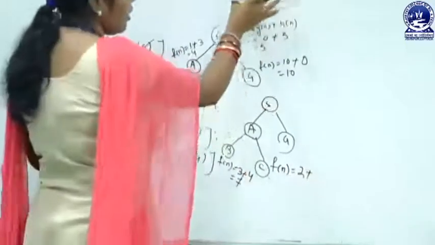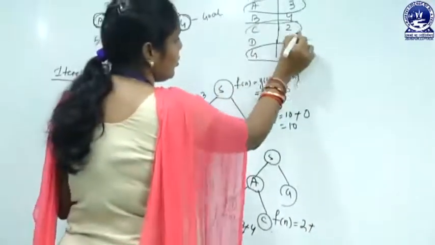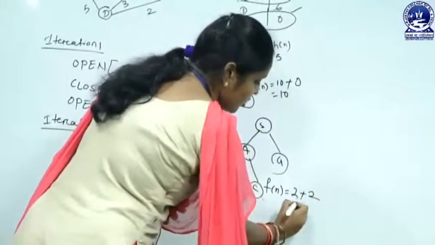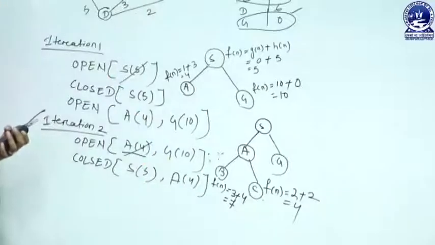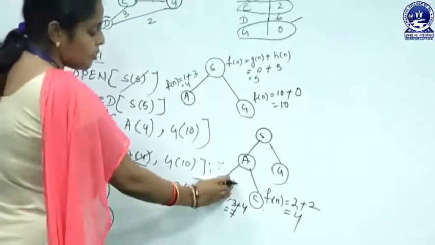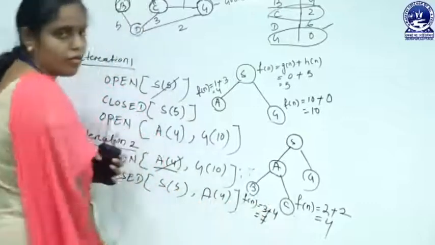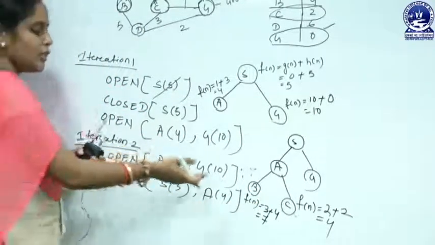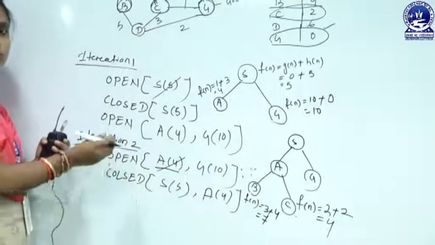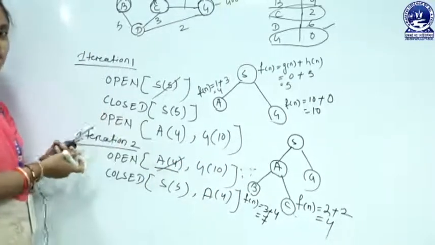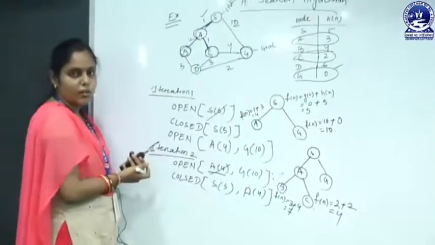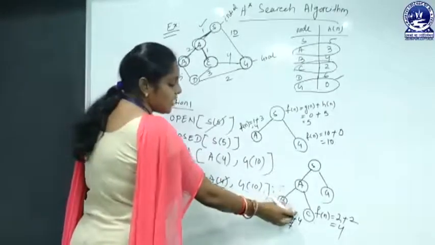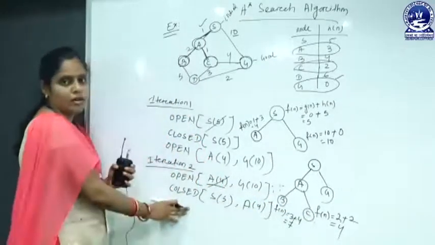Then you take the Hn value. Here 2 is the Hn value for node C, that is equal to 2 plus 2, which is equal to 4. Now here the evaluation function value of B and C is calculated. After calculating the evaluation function value, you check whether these two nodes are present in your closed list or open list, but these two nodes are not present in your closed list or open list. That means here you add these two nodes in your open list.